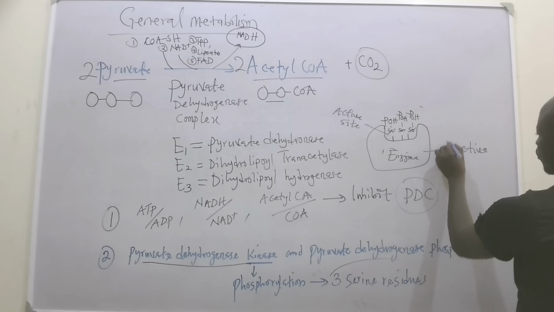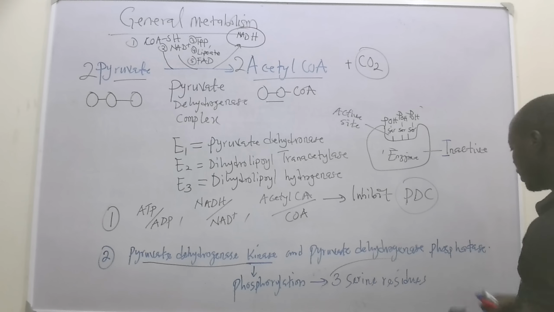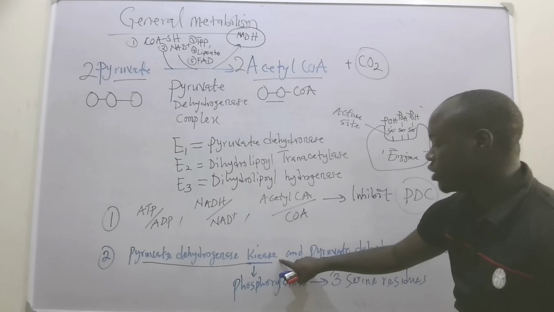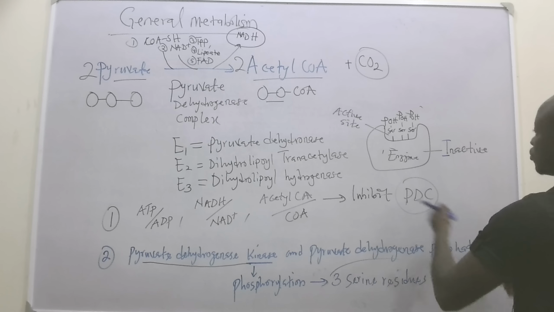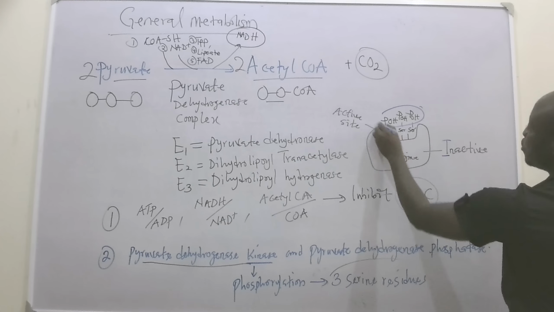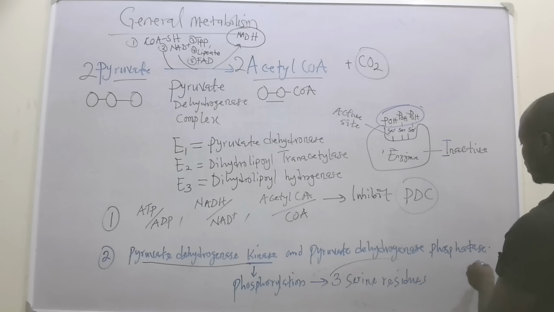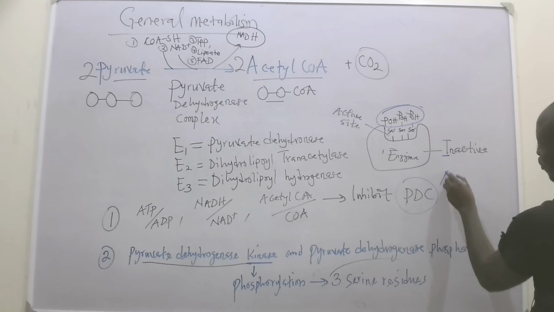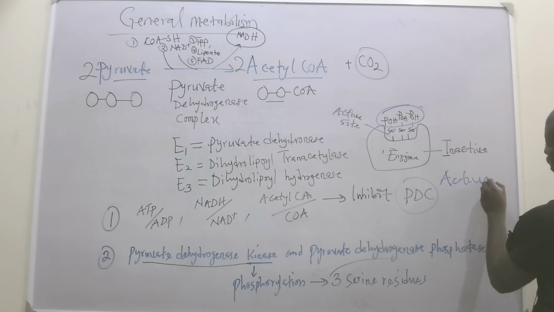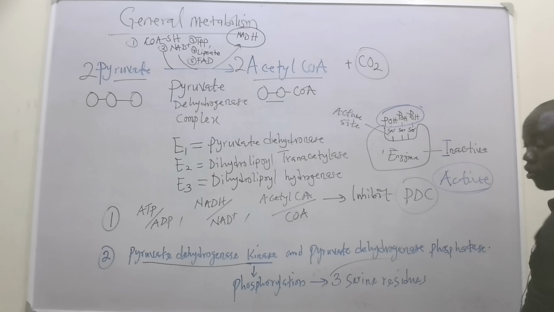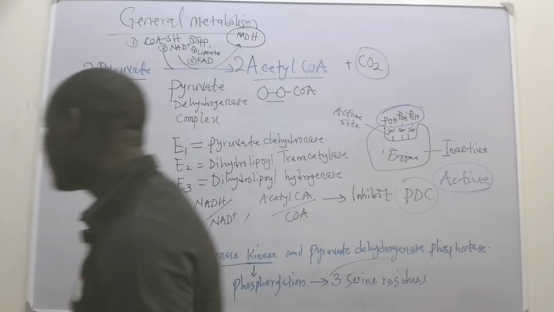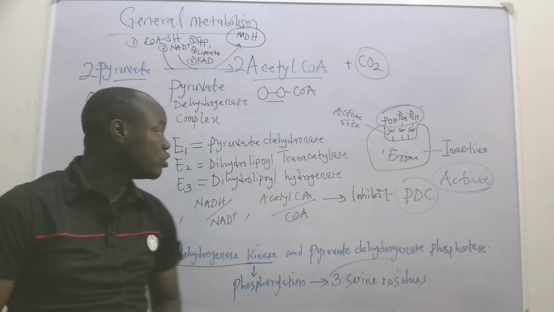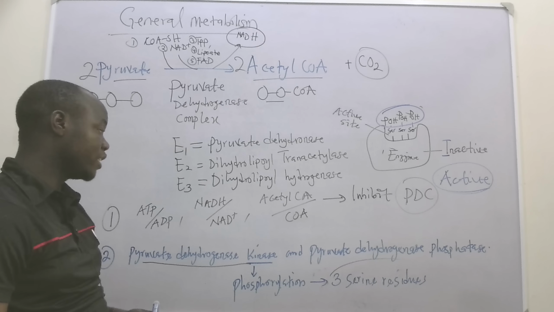Then what is the work of pyruvate dehydrogenase phosphatase? It does the reverse of pyruvate dehydrogenase kinase. The kinase adds phosphate, and the phosphatase removes the phosphate group. Once these phosphate groups are removed by pyruvate dehydrogenase phosphatase, the enzyme becomes active. So this is the covalent modification that activates and inactivates the enzyme, using pyruvate dehydrogenase kinase and pyruvate dehydrogenase phosphatase.